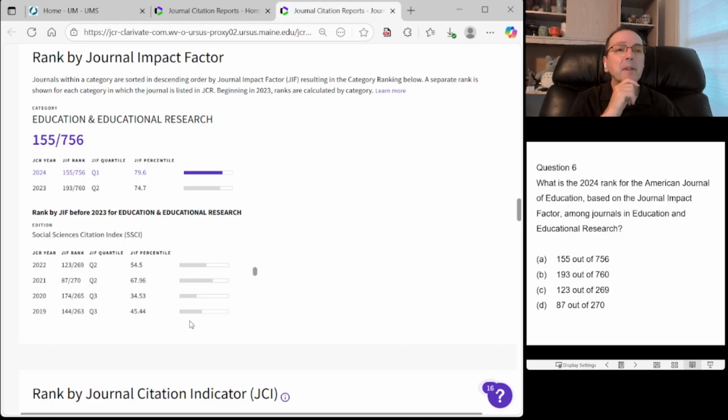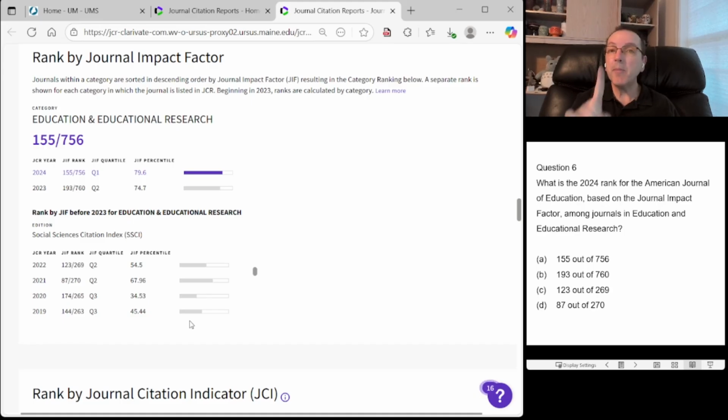Okay, based on this, we're ready to answer question number 6, which is, oops, right there again. What's the 2024 rank for the American Journal of Education based on the journal impact factor among journals in education and educational research? We see that's 155 out of 756, which is A. So there's our answer for question number 6.